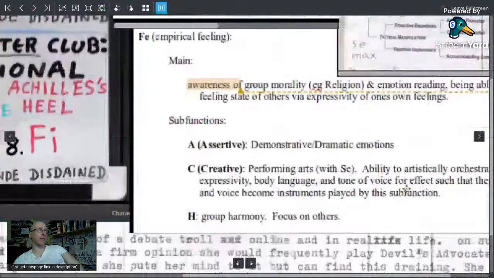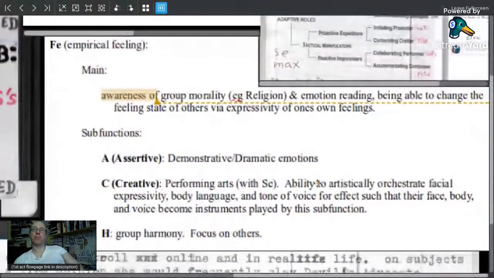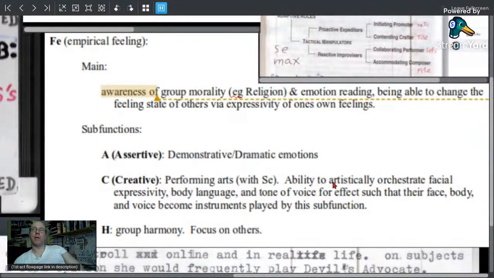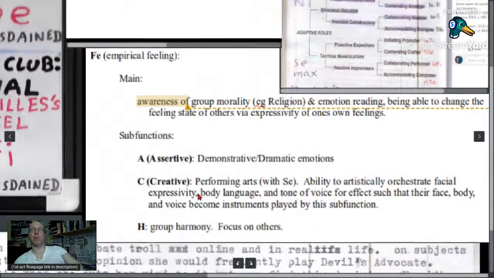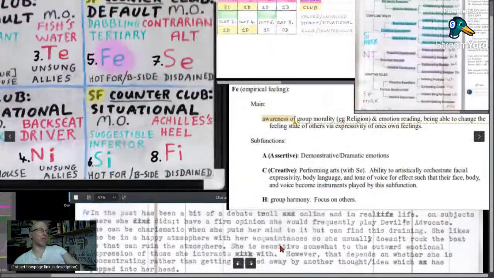Right. You see that there with the FE. Awareness of group reality, they are. They want group harmony, focus on others. To an extent, they want a happy atmosphere around them. It goes with the collaborative interaction style.